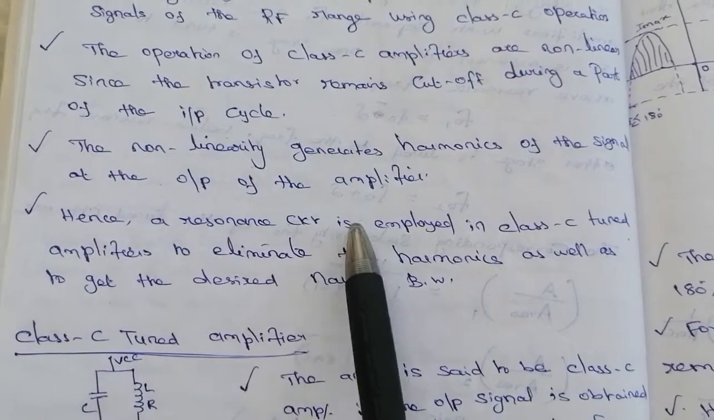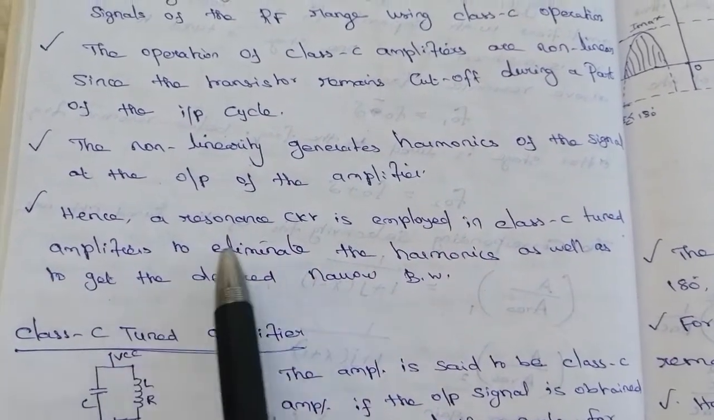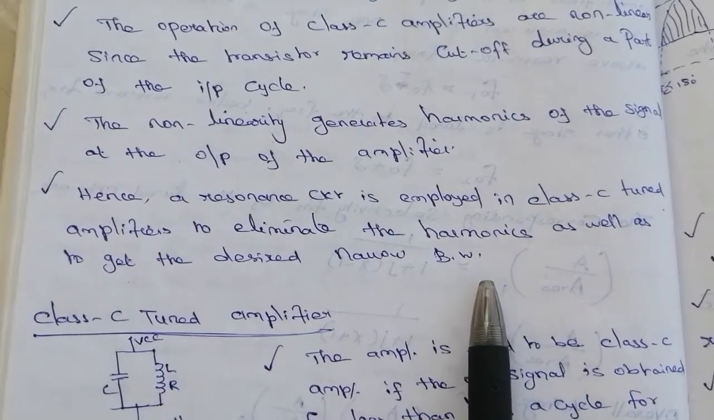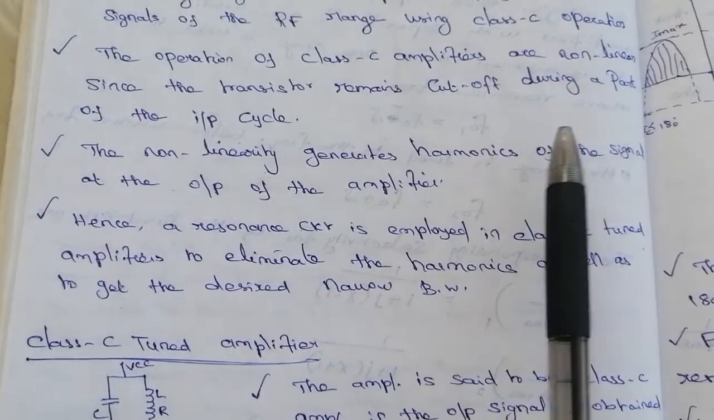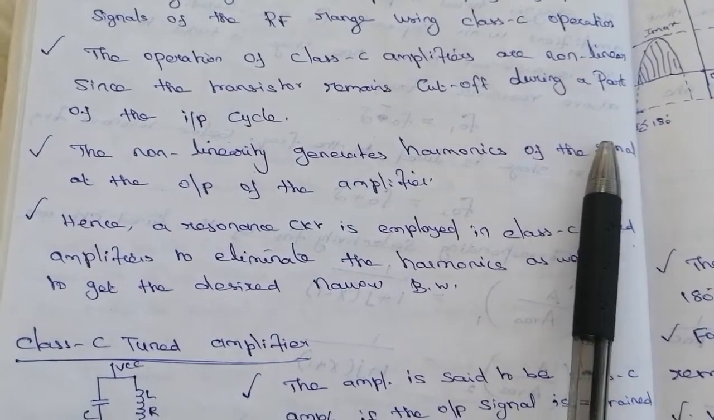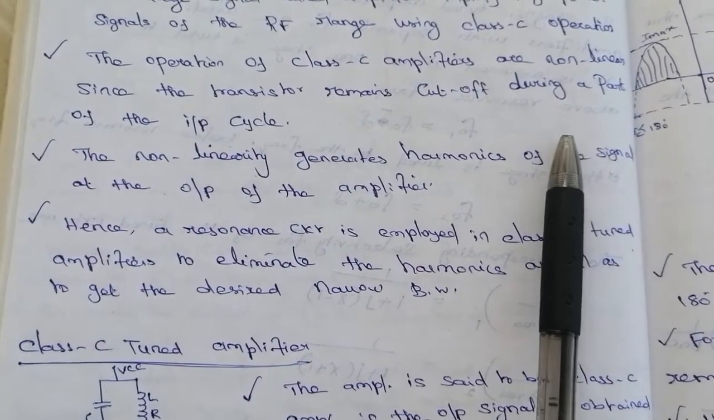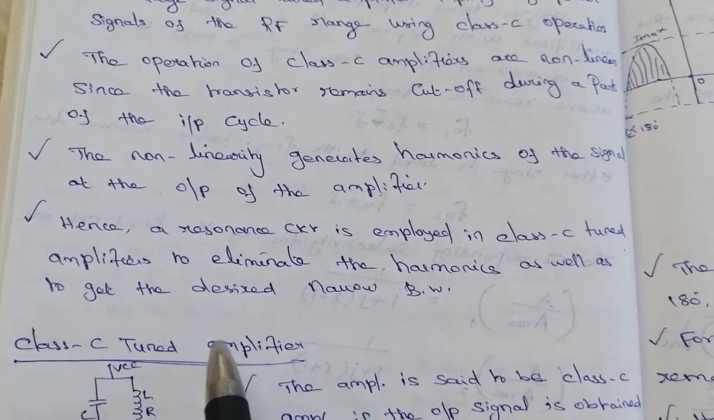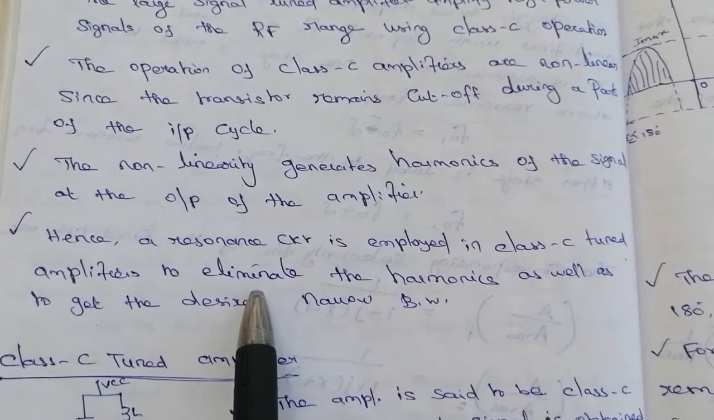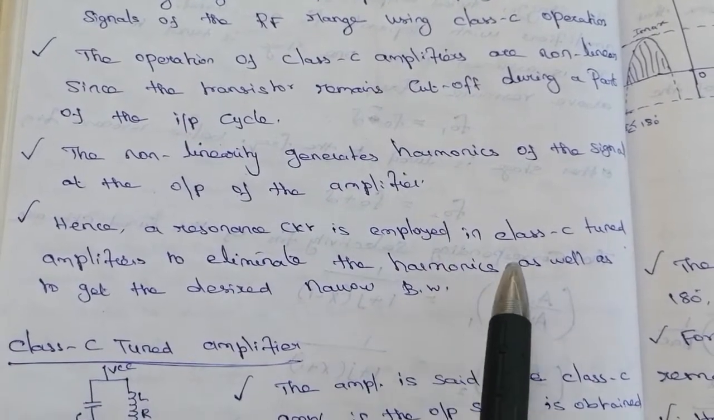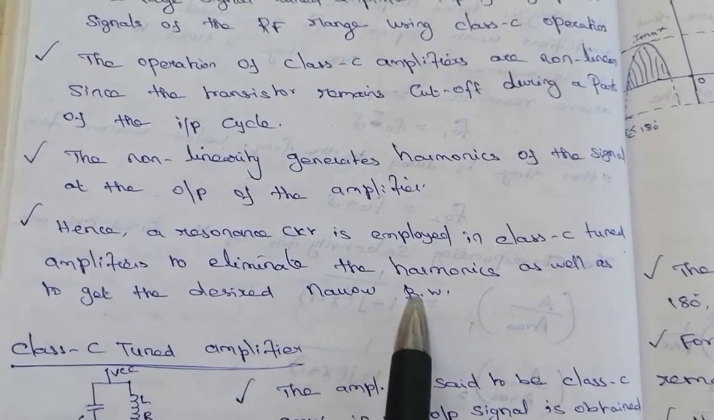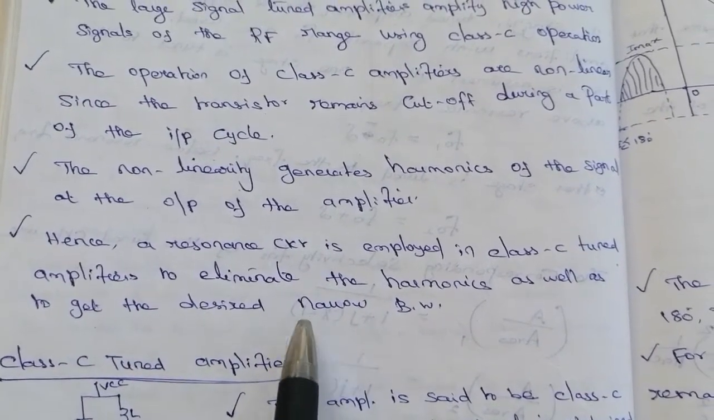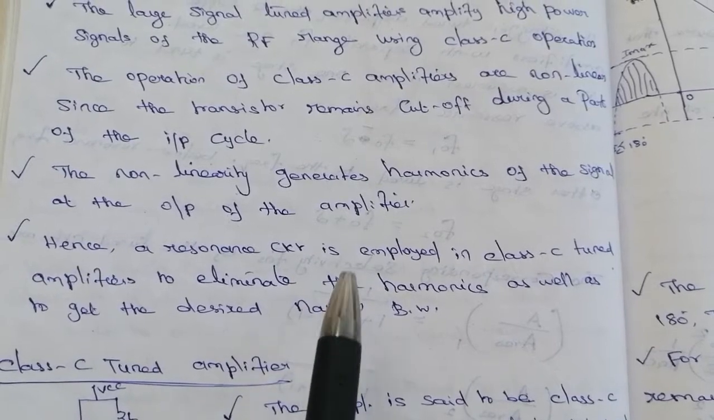Hence, a resonant circuit is employed in a class C tuned amplifier to eliminate the harmonics as well as to get the desired narrow bandwidth. We already discussed class A amplifier in the EDC subject. Here we have to add one tune circuit in a class C amplifier. The reason is to avoid the non-linearity, that is, to eliminate the harmonics at the output of the circuit to get a desired narrow bandwidth. For that purpose we are introducing the tank circuit, that is the tune circuit, in a class C amplifier.